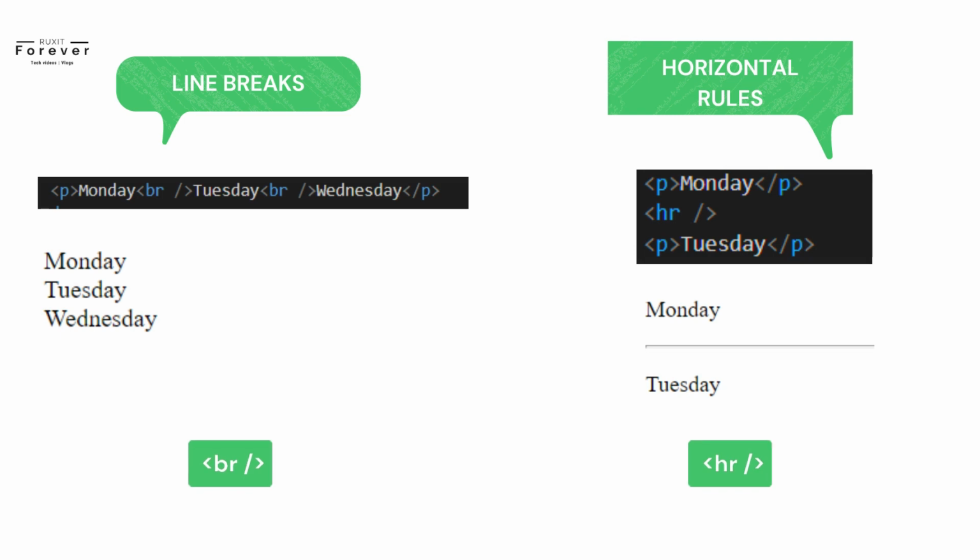Horizontal rules. To create a break between themes, such as a change of topic in a book or a new scene in a play, you can add a horizontal rule between sections using the HR tag.